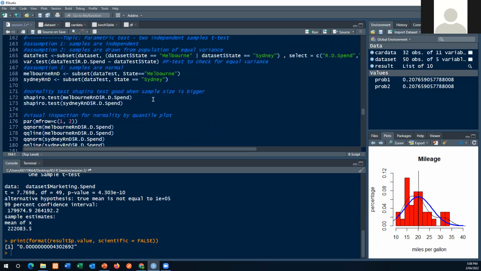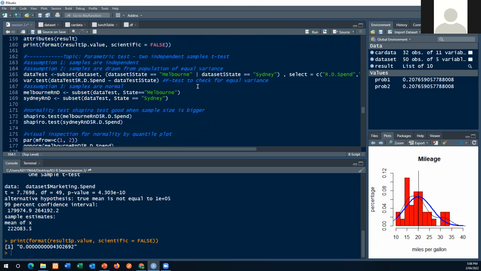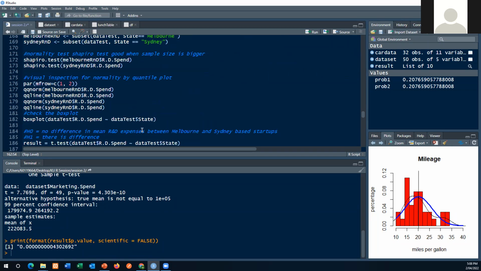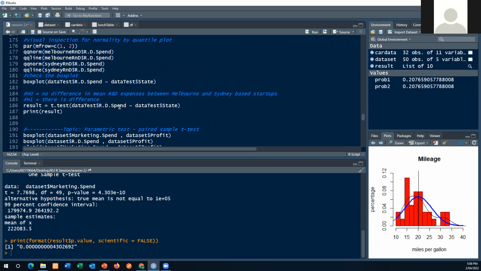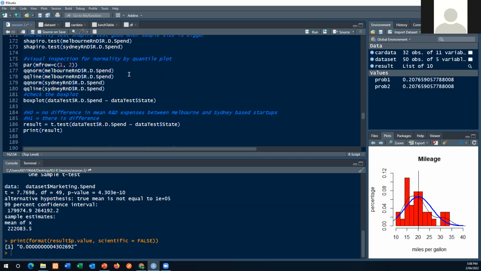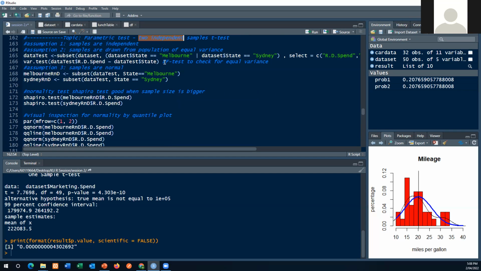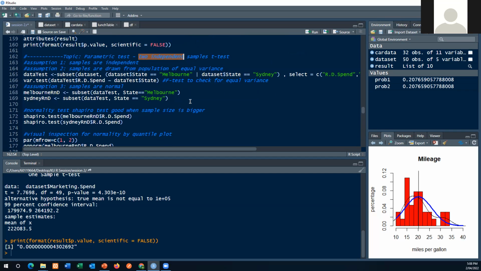Similar to that, in this case we are taking two samples of data side by side, but they are independent, which means there is no correlation between the data sets. Our data set in this case is R&D spend and state. So they are independent, and we want to check whether there is a significant difference between these two states. And we have to make some assumptions, and we list how we can validate those assumptions using some statistical tests.